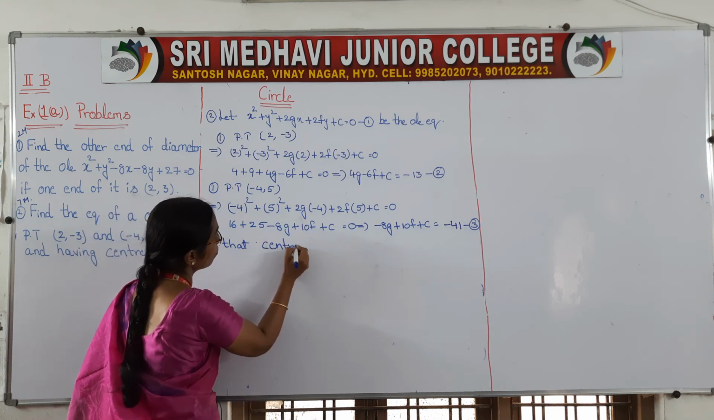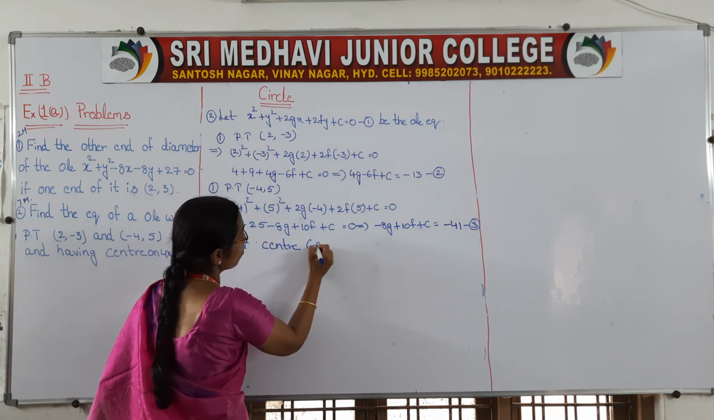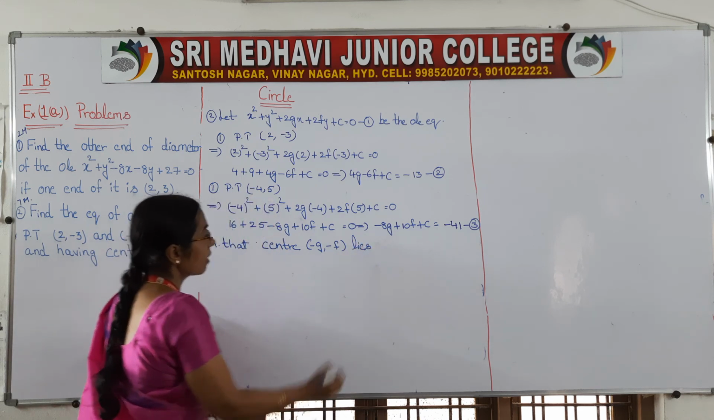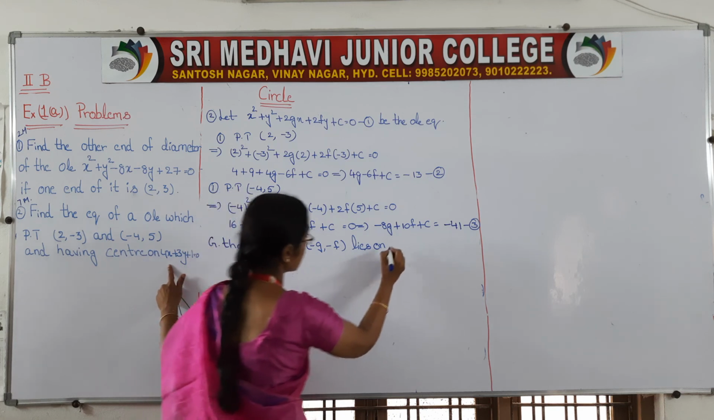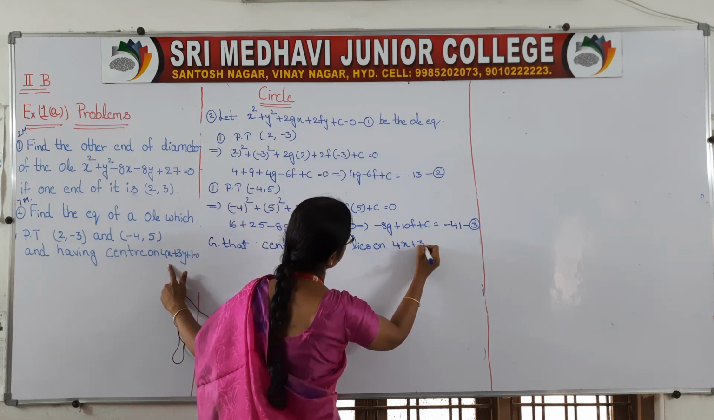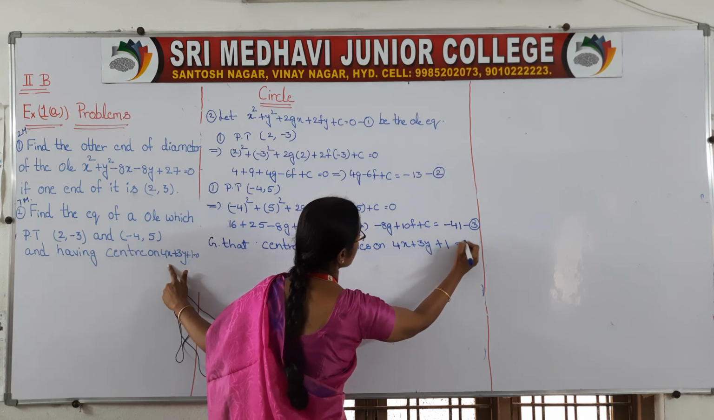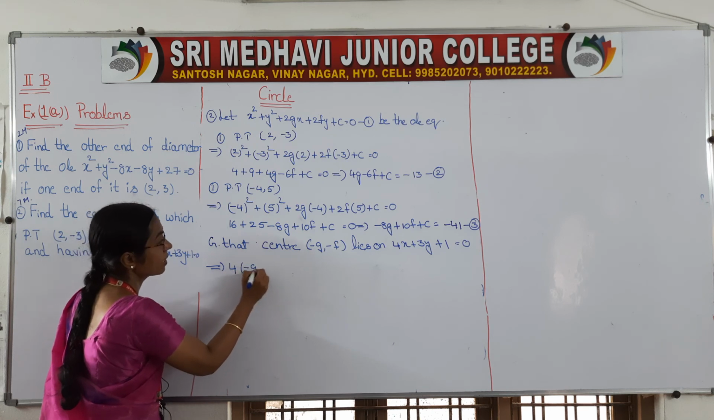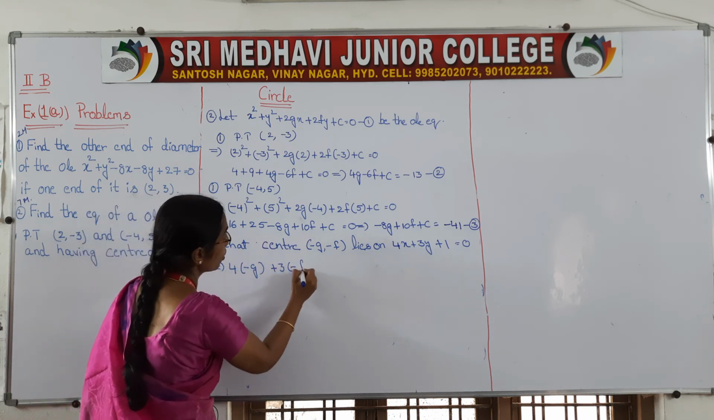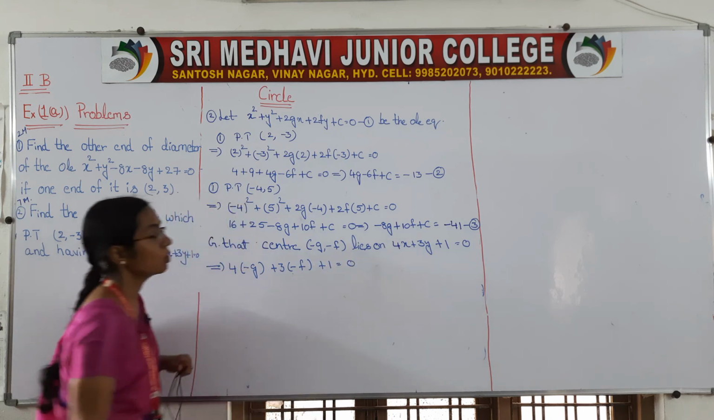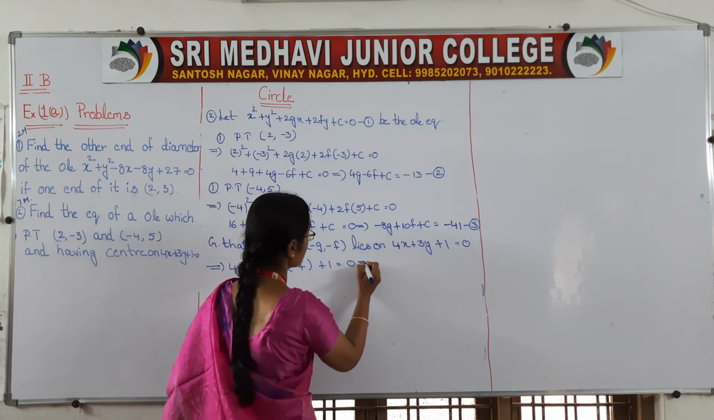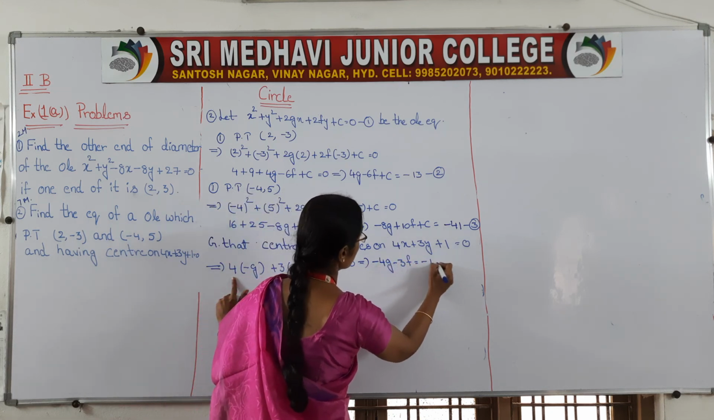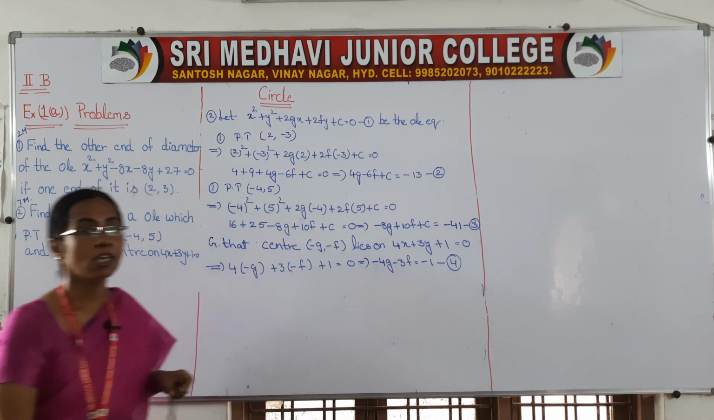What is the center for the general circle equation? The center (-g, -f) lies on which line? The line is given as 4x + 3y + 1 = 0. This implies 4(-g) + 3(-f) + 1 = 0. Sending the constant to the other side, -4g - 3f = -1. Consider this as the fourth equation.